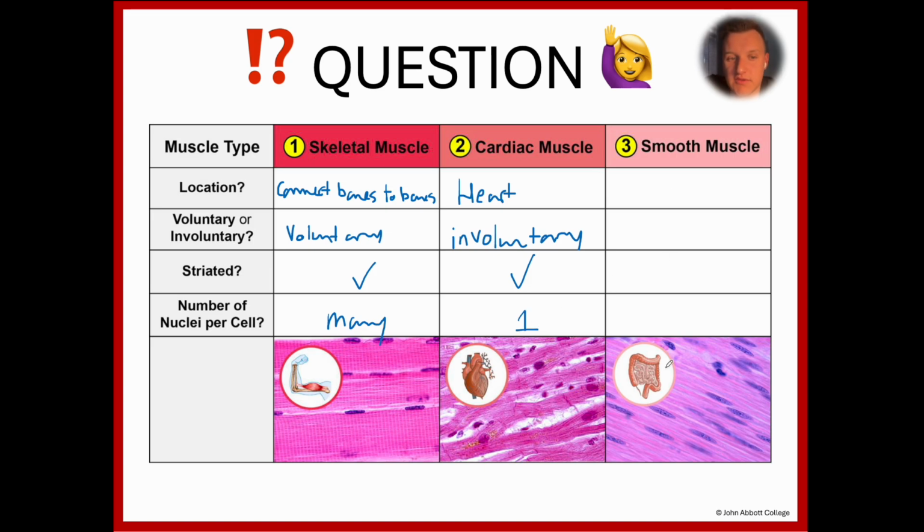The smooth muscle here is found in our GI tract, right? It's also found in blood vessels, around blood vessels, around our GI tract. And again, when you have tubes like this, it's very useful to constrict them, right? But this is under involuntary control. We're not in control. And we don't see any striations. That's why they call it smooth. And there's 1 nuclei per cell.